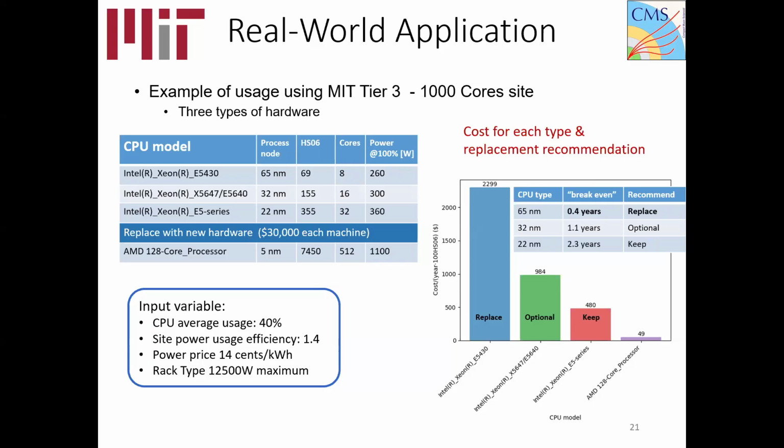And on the right side, you can see the output. It will give you how much money you need to provide a certain amount of computation. You will compare your existing hardware with the newest hardware, and you already see that there is like a 50 times difference between the old and new hardware. And then in the table, it will also provide you the break-even time. So here, for example, we should replace the 65 nanometer process node, and we should maybe also replace the 32 nanometer node.